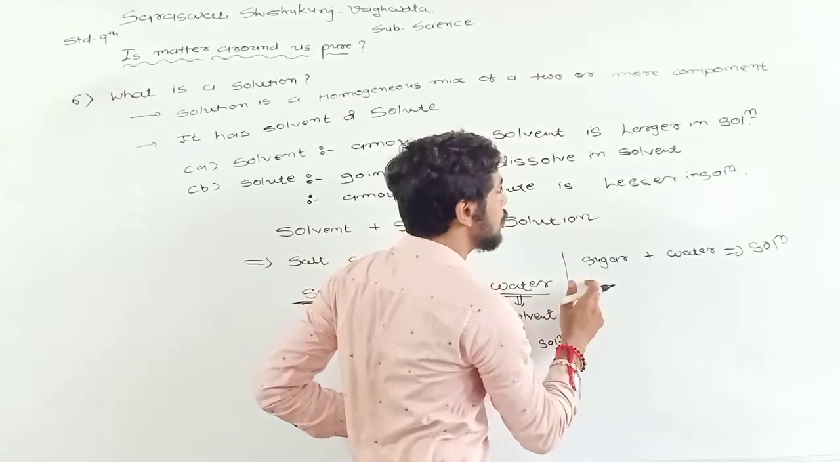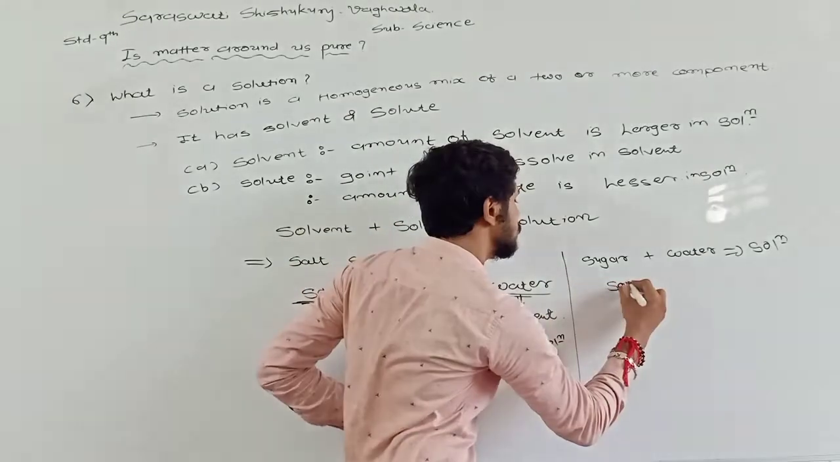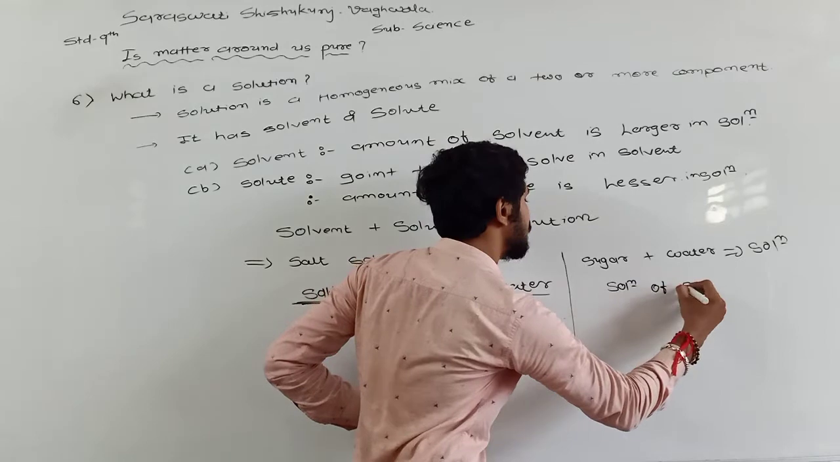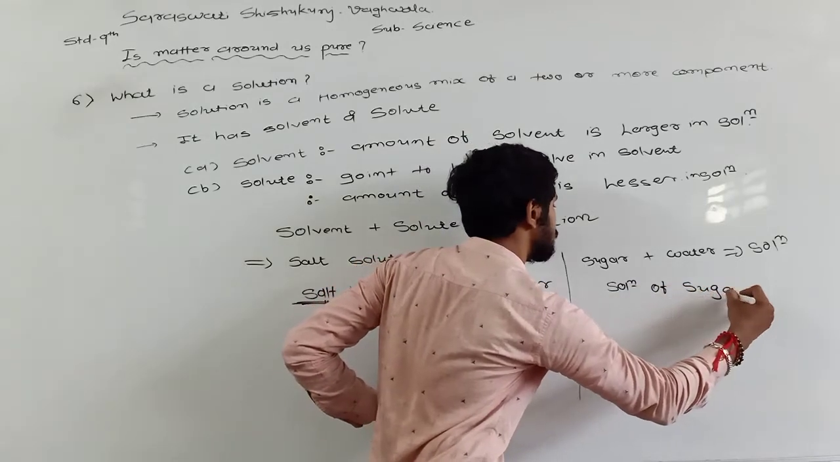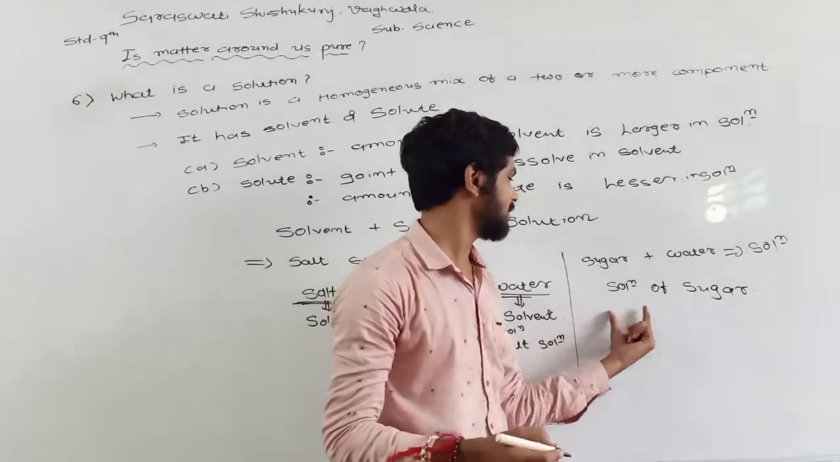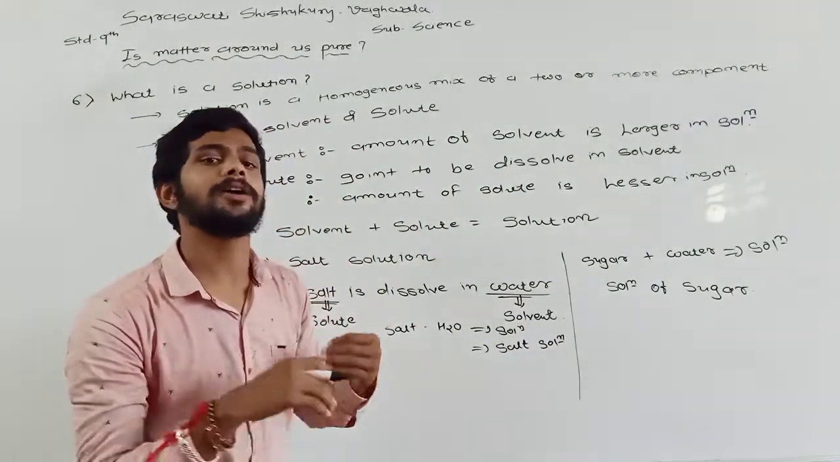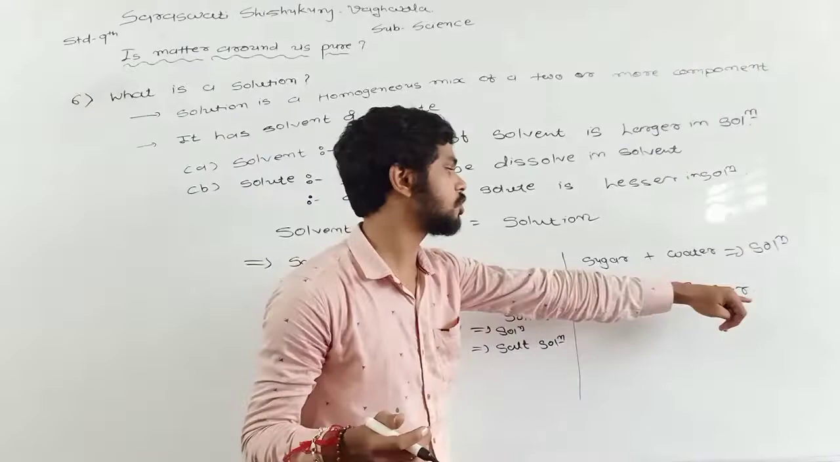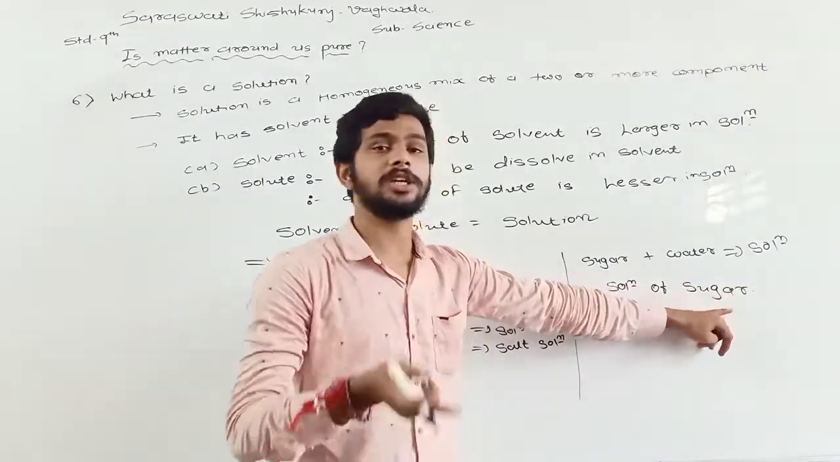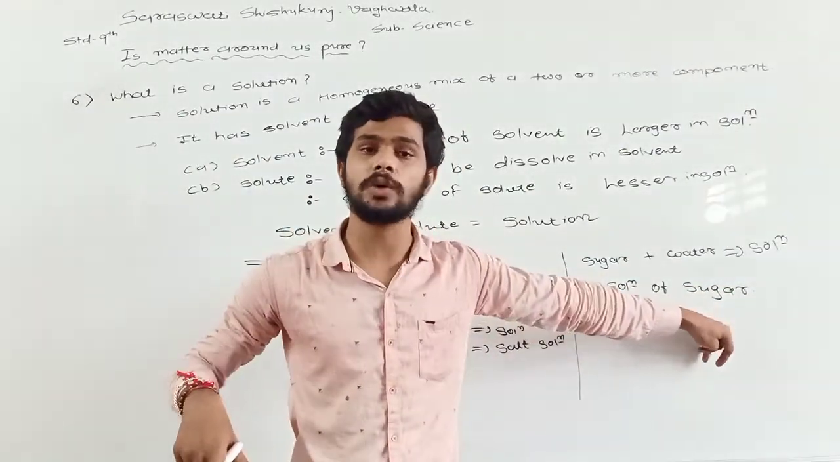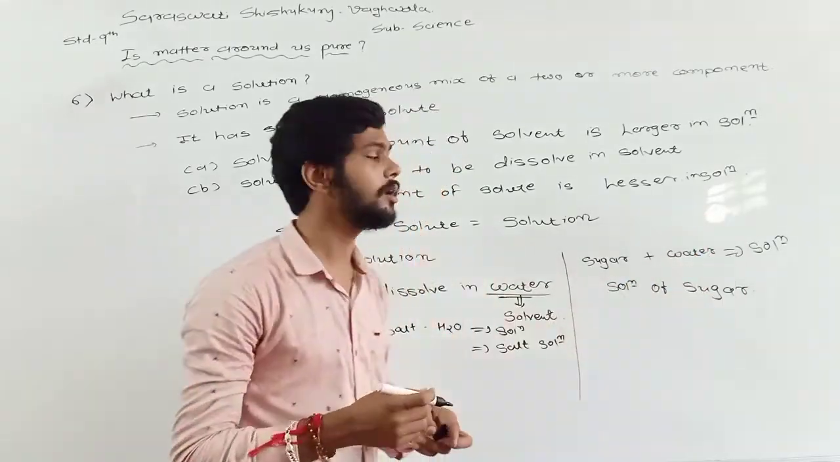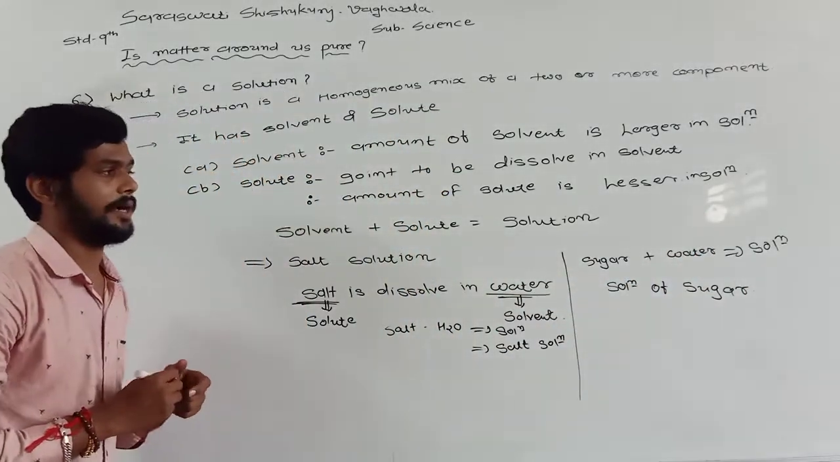So this solution is known as the solution of sugar. If it is written as solution of sugar, which components are in it, which is the solute and which is the solvent? We can say that in the solution of sugar, sugar is going to be dissolved into the water, and hence sugar is the solute, while the water is the solvent.